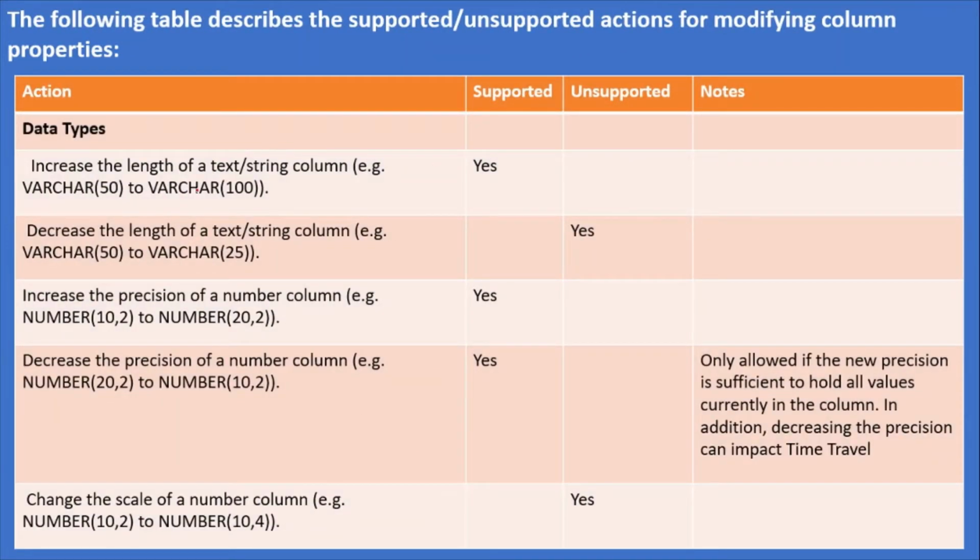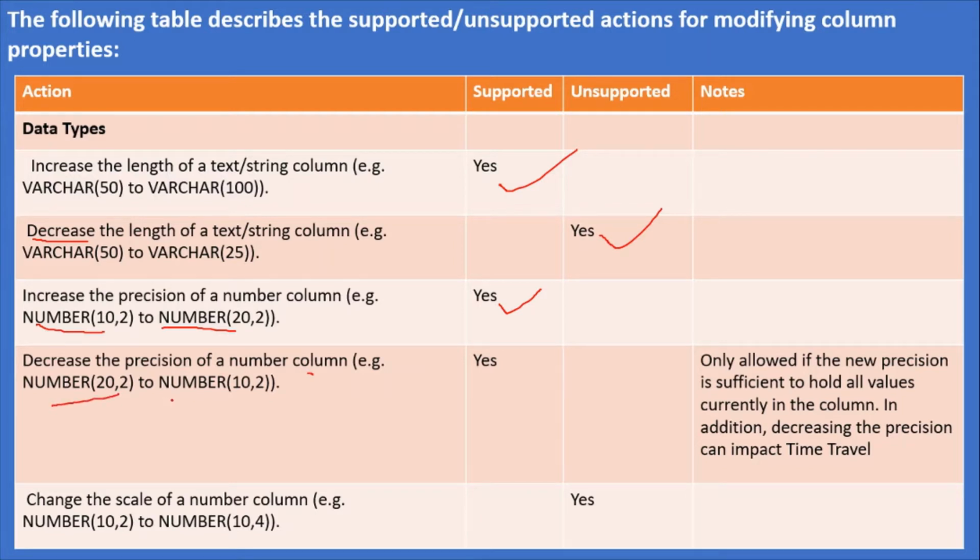Increase the length of the text or string column, varchar 50 to varchar 100. It's supported. Decrease the length, varchar 50 to varchar 25. Unsupported. Increase the precision of a number column, that means number 10,2 to number 22,2. It means this is increasing. It will support.